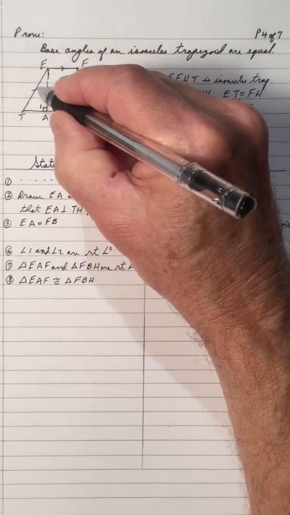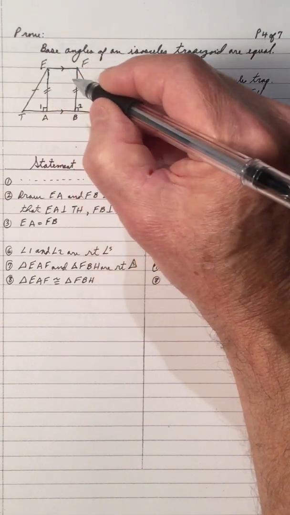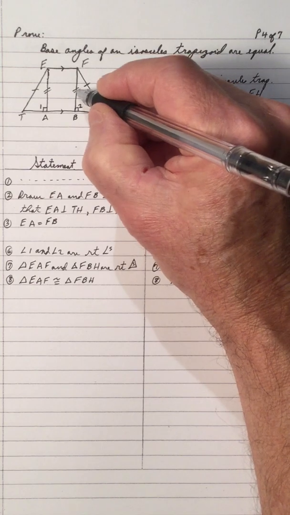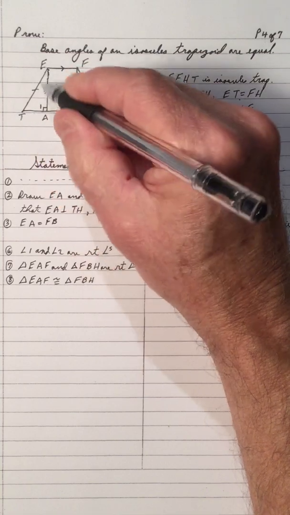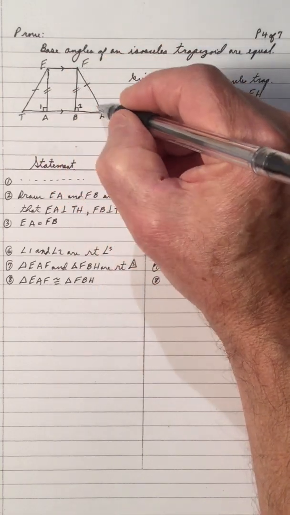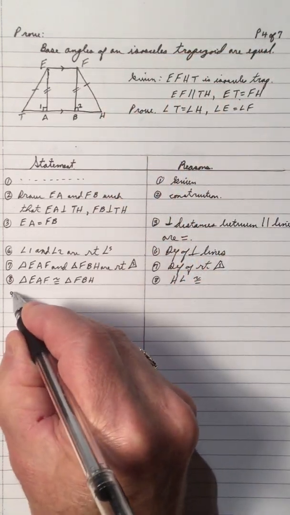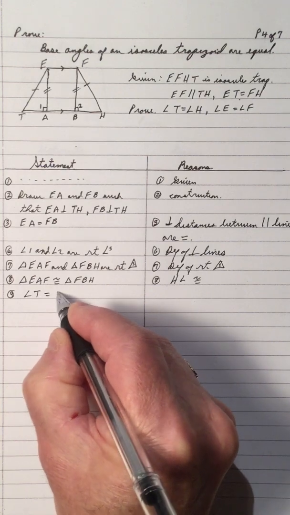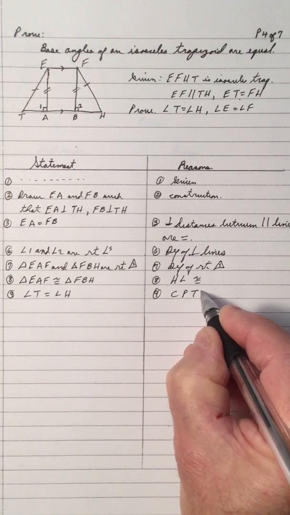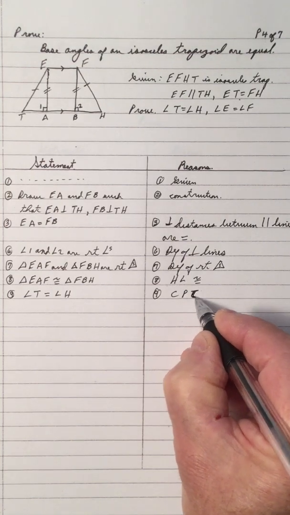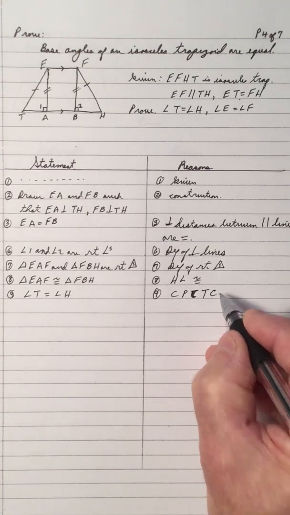Notice that this is the right angle, this is the hypotenuse, and this is the leg. So because the hypotenuse and the leg of this triangle are equal to the hypotenuse and the leg of this triangle, these two triangles are congruent. And again, ET is the hypotenuse because it's opposite the right angle, and FH is the hypotenuse because it's opposite the right angle. And that means that we have angle T equals angle H, by CPCTC, congruent parts of congruent triangles are congruent.